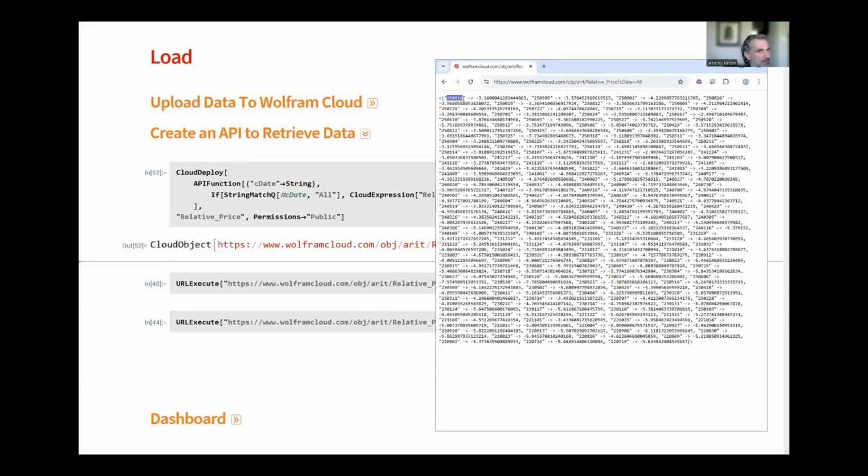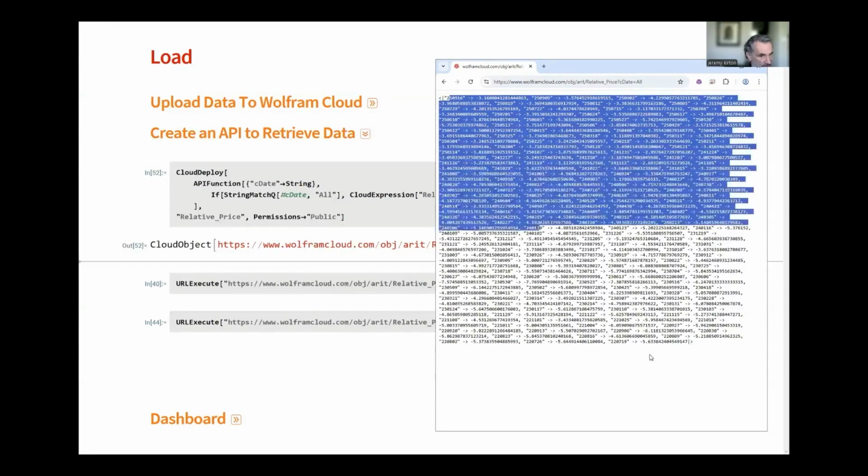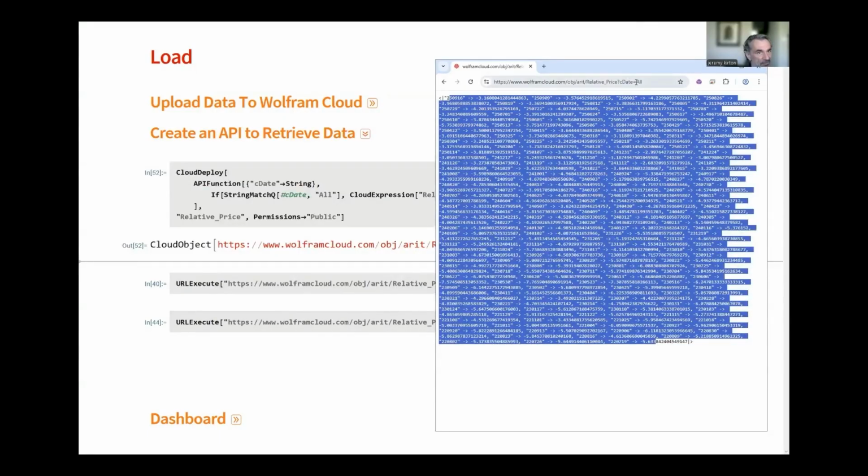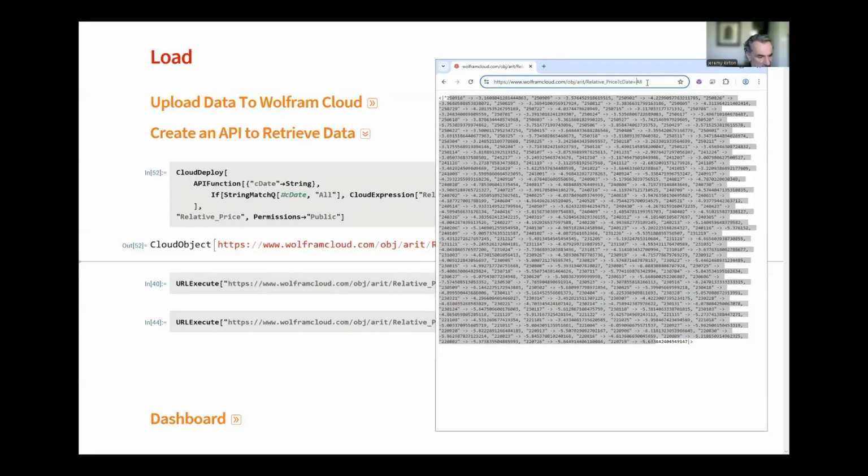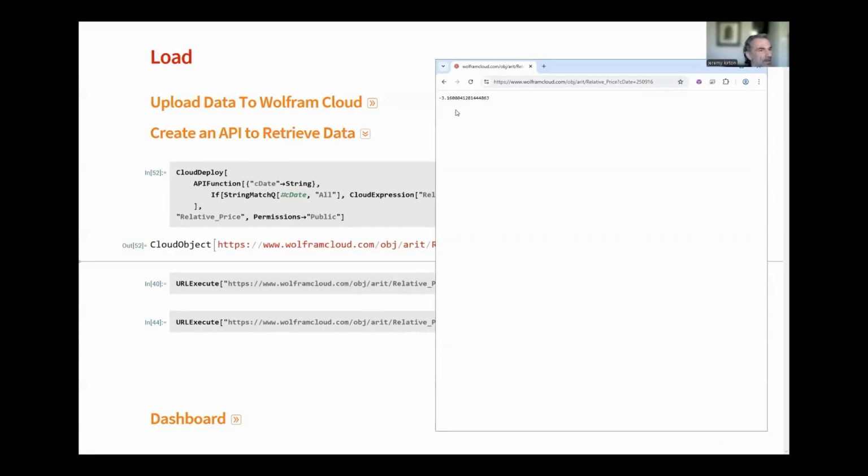So we get the date as the key in this association, and then we get the average relative price between Checkers and Pick n Pay. Then we get all 3 years' data here. Or we could have just asked for a specific date. And we get back for the 16th of September minus 3.16. So you can see now this API is working in a browser.